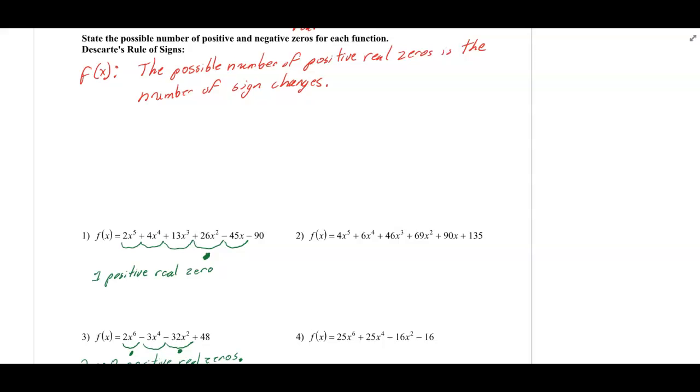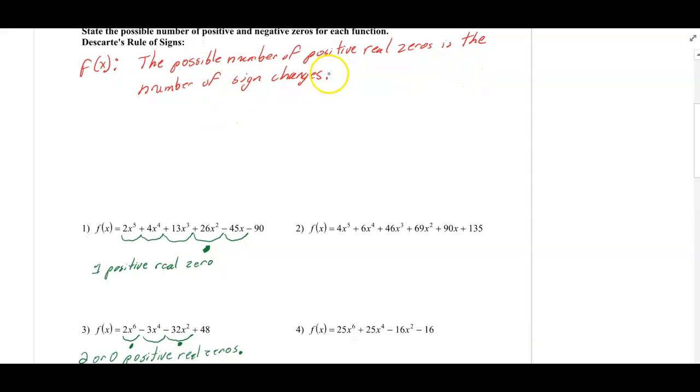So I need to go back to the definition at the top. The possible number of positive real zeros is the number of sign changes, and I'm going to put in parentheses, also decreased by increments of 2. And the reason is complex zeros always come in pairs.